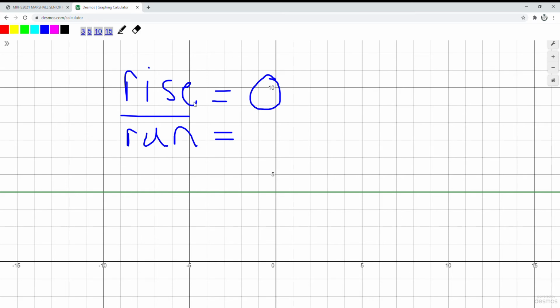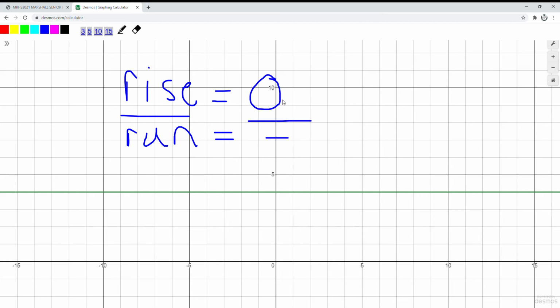So it has a rise, or a change in the y direction, of 0. Now its change in the run direction, or the horizontal direction, could be anything. If we're looking here to here, it might have moved 3 in the horizontal, or it could move any number of spaces. The fact of the matter is, the slope has a numerator of 0.